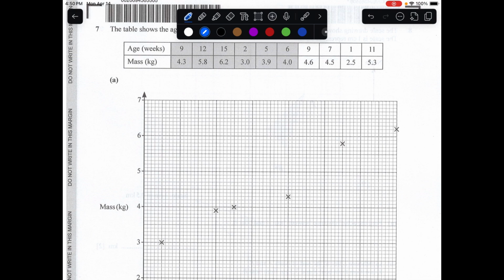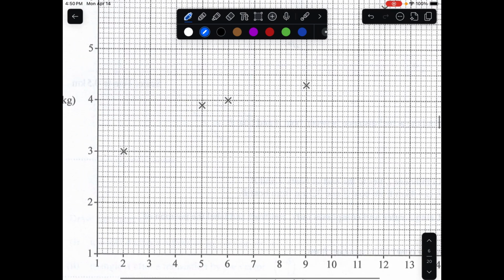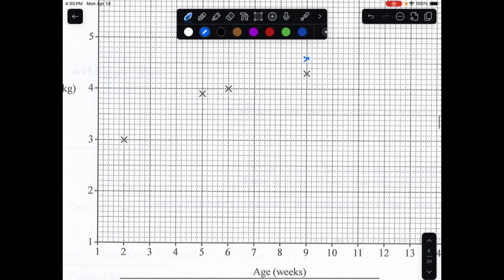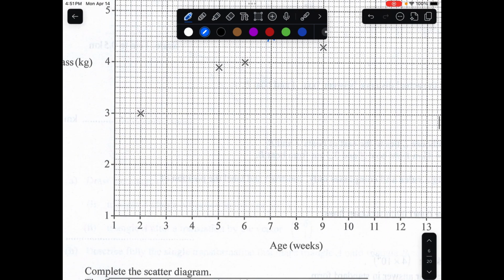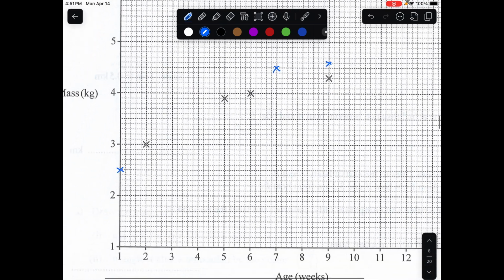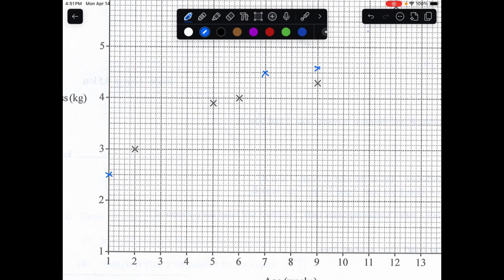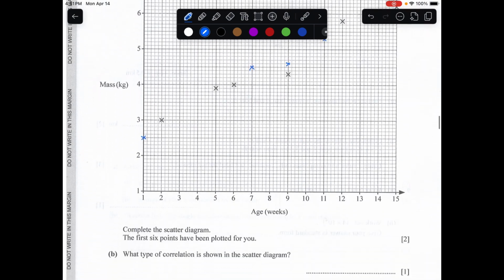So we have the first age is 9. So for 9 it is 4.6. I'm just going to magnify a little bit. For 9 it is 4.6. That's going to be here. For 7 it is 4.5. For 1 it is 2.5, so it's going to be over here. Then we have 11 is 5.3. And I'm done plotting all the points, right?